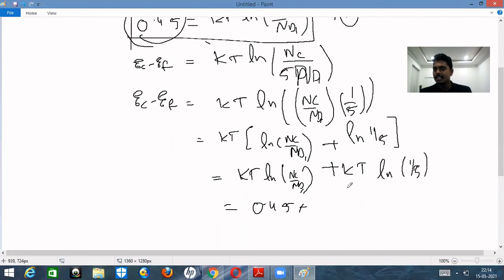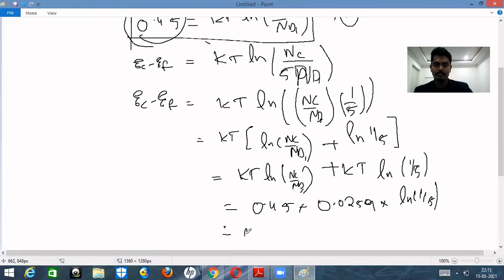Plus KT. KT at room temperature is nothing but the volt equivalent of temperature, that is 0.0259, into ln of 1 upon 5. 1 divided by 5 is 0.2. If you apply the natural logarithm for that, you will get something into 0.0259, which is minus 0.04, plus 0.45. You will get 0.408. Okay, so you will get 0.408.